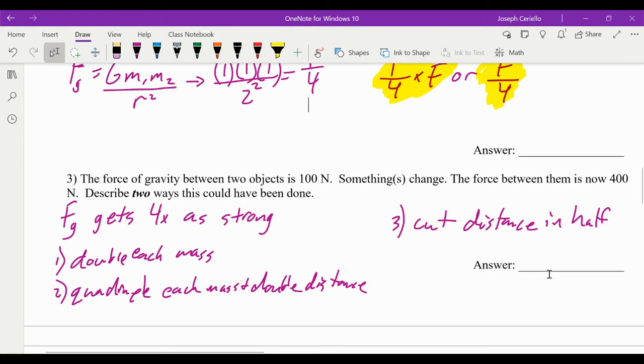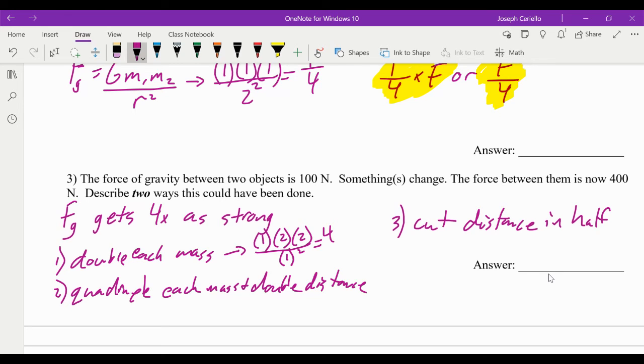I just wanted you to make up 2 ways to do this. You could have done a million different things. So one idea someone had was we can double each mass. What would that look like? Well, I'm not changing G, but I'm doubling each mass. So I replace those with 2's. Doesn't mention changing the distance, so I'll replace that with a 1. 1 squared, so we have 4. Perfect. That's what I wanted.